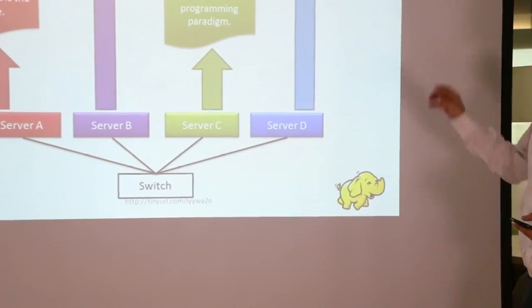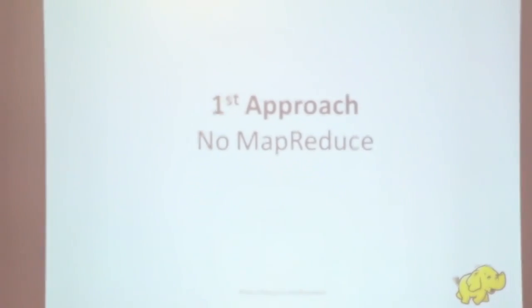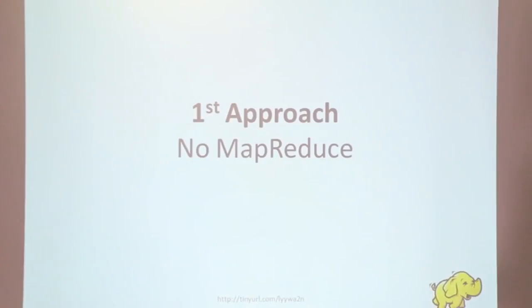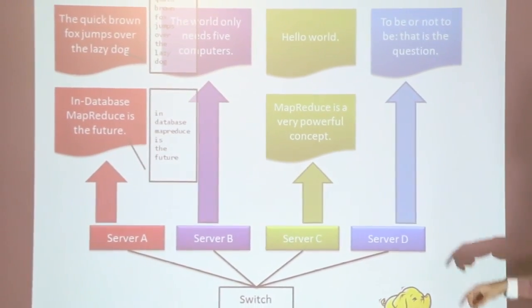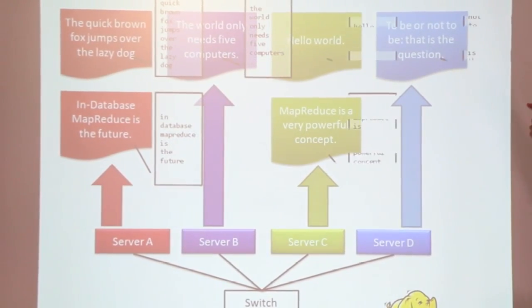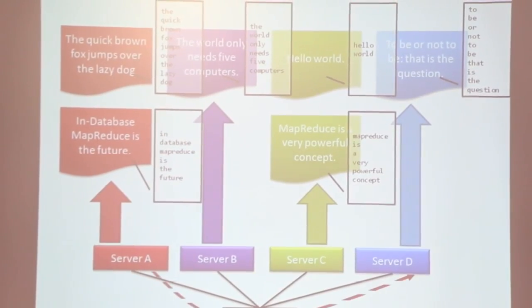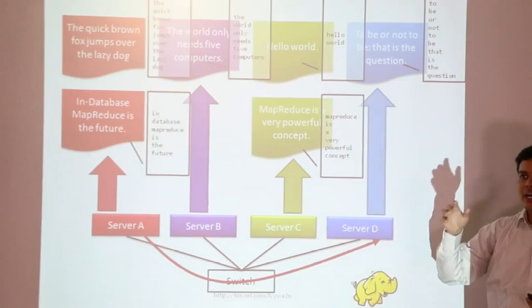So let's say I want to count the words, without using MapReduce. How would I ideally do it? I'll count the words in the first document, then split the words in the second document, third, fourth, fifth, and so on. And then I will just pass them on to one of the servers. This is how I would ideally do it.